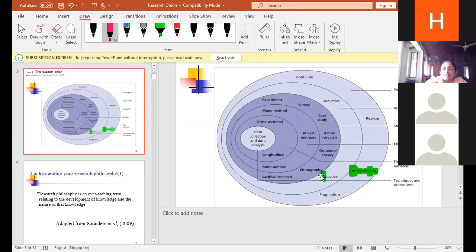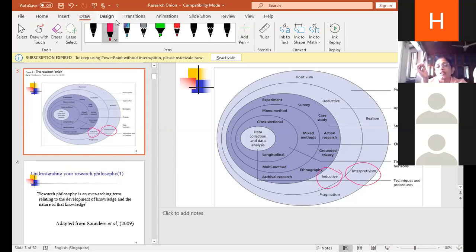Right? Then you have your approach. Can you describe the approach? Inductive. So I will say you have an interpretivism philosophy and inductive approach.